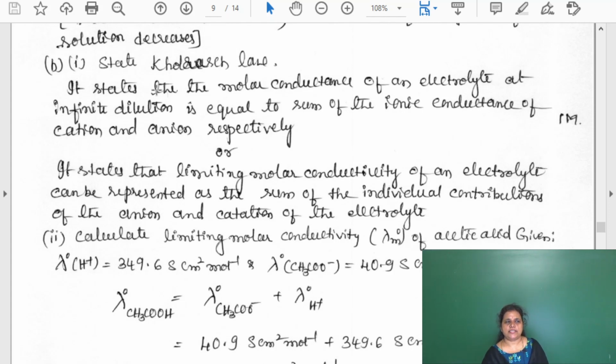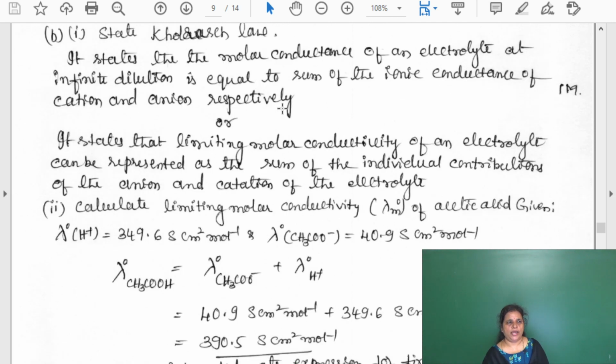I have given two statements here. You can write any one of the statements. It states that the molar conductance of an electrolyte at infinite dilution is equal to the sum of the ionic conductance of cation and anion respectively.